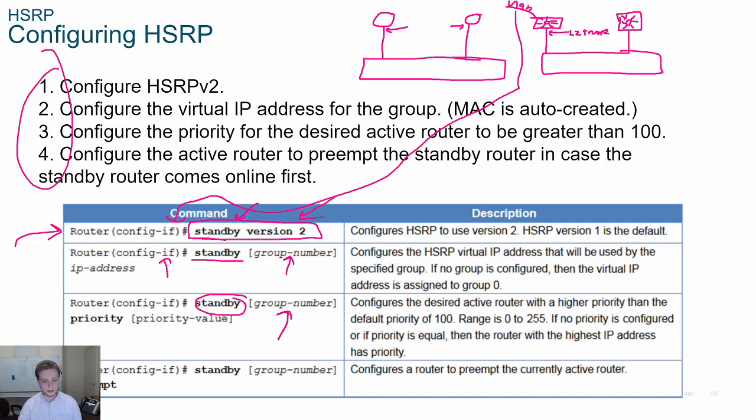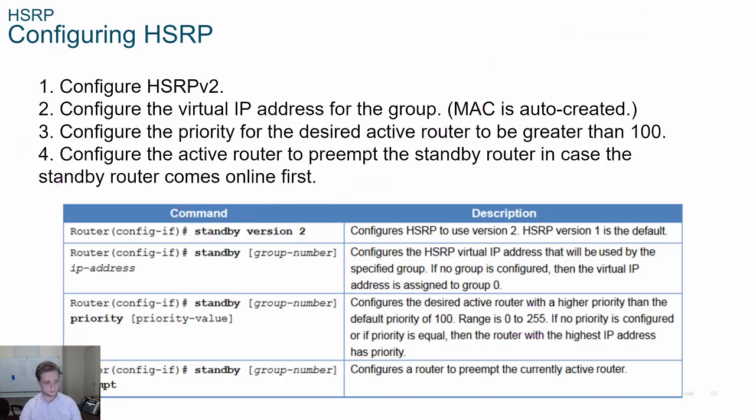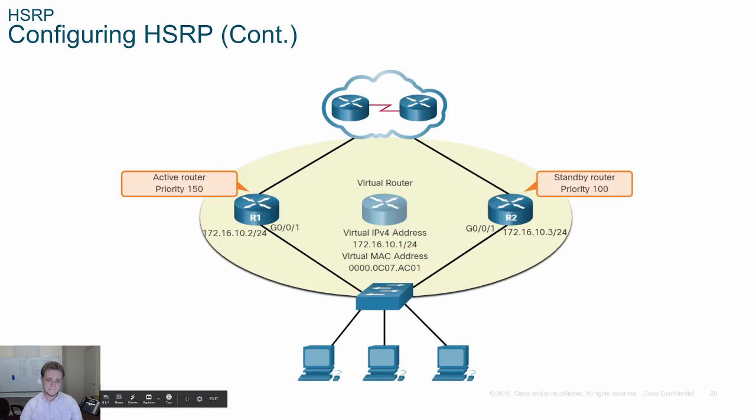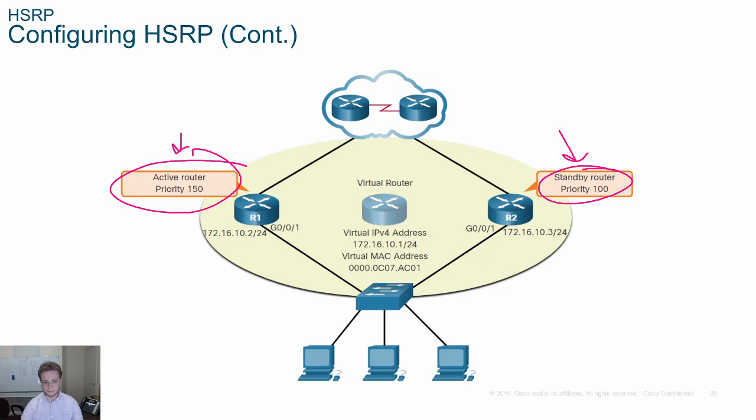And then, of course, we're going to use the same group number to specify a priority and a priority value. Remember we have 0 to 255, 100 is the default, so we can set it higher or lower, depending on what we want. Then also, if we want to preempt, standby, the group number, and then preempt. Super simple. So you can see here, active router, priority 150, standby router, priority 100.